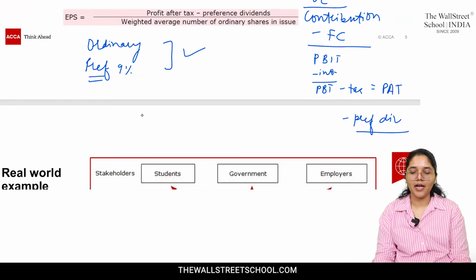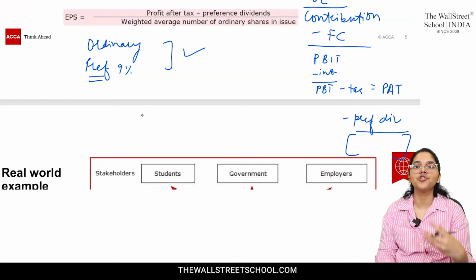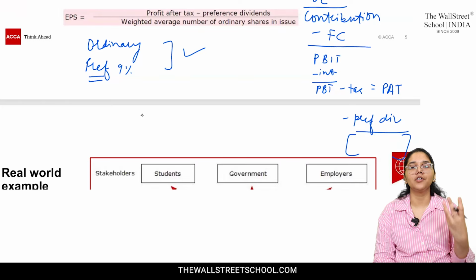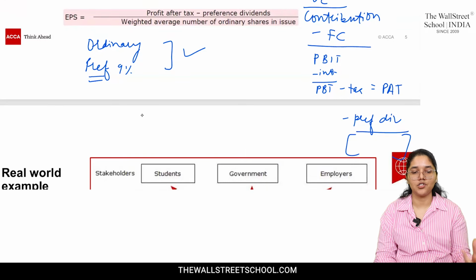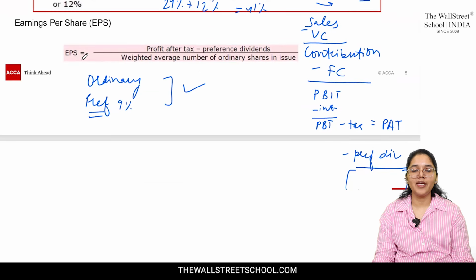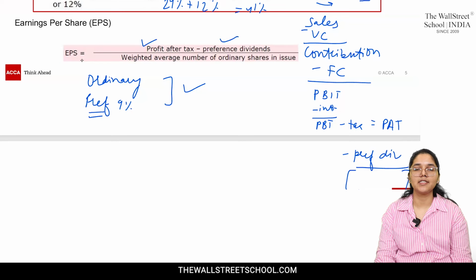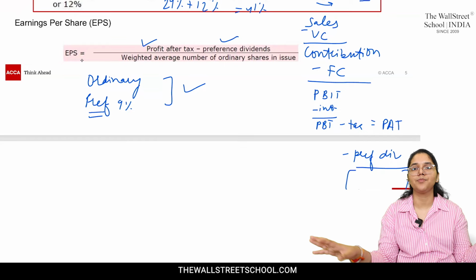Preference dividend is subtracted, and then what is left? This remaining amount is what actually gets remained for the equity or the ordinary shareholders. Because in EPS we are measuring how much return they have made, in the numerator you take the number which is left after everyone has been paid off.